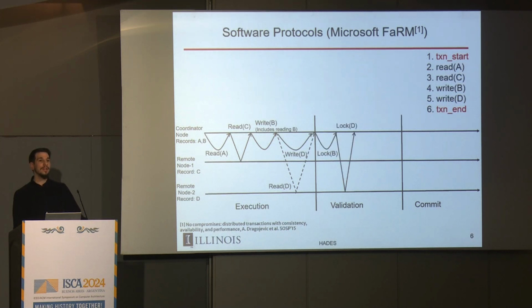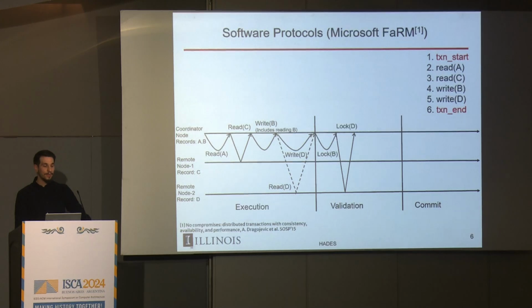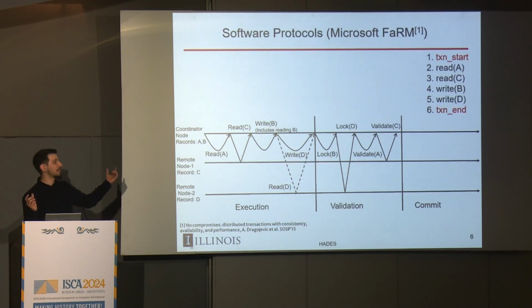During validation, all the records that were written during the transaction have to be locked so that no other transaction can read or write these records during the validation time. And then we have to make sure that there is no conflict between different transactions. This happens by rereading all the records that were read during the execution phase and checking whether the version of this record is the same as the version that we had read during the execution phase. If it is, it means no other write happened during this time. Otherwise, we have to squash and re-execute the transaction.